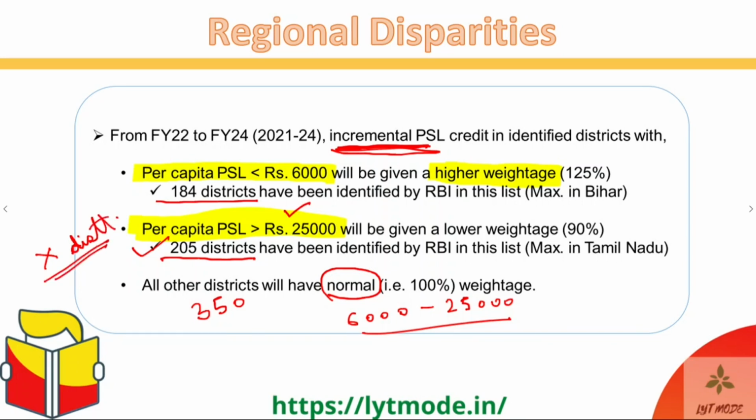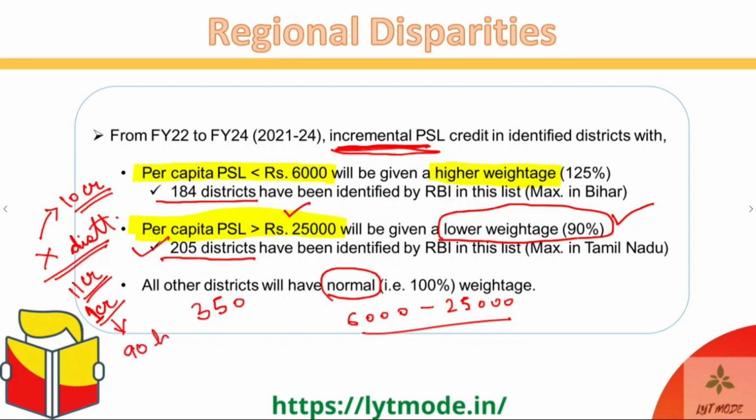category. If in this X district, 10 crores worth of loans were given by a bank last year, and the bank gives 11 crores this year, the incremental loan is 1 crore, right? That incremental loan will be considered for these lower or higher percentages. For the higher per capita PSL districts, only 90% of the incremental will be considered under PSL. So out of this 1 crore, only 90 lakhs will be considered as PSL.